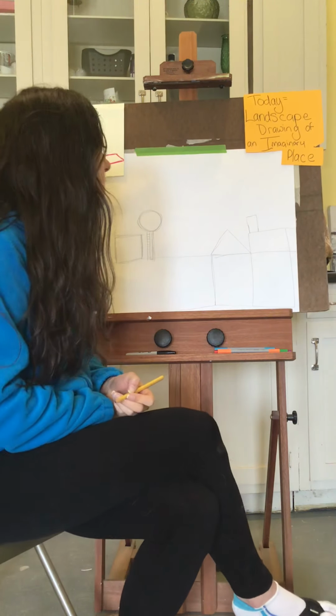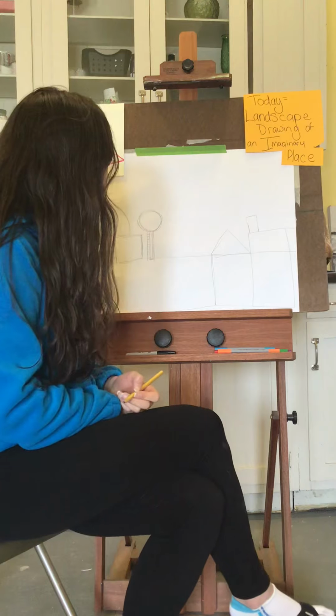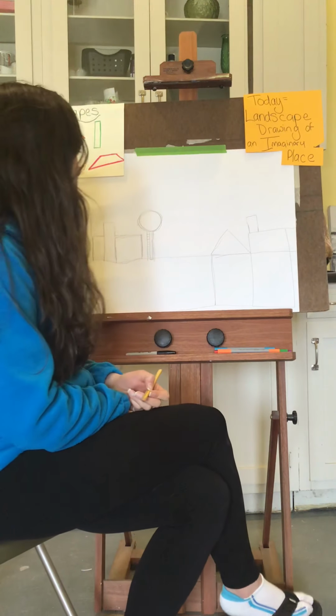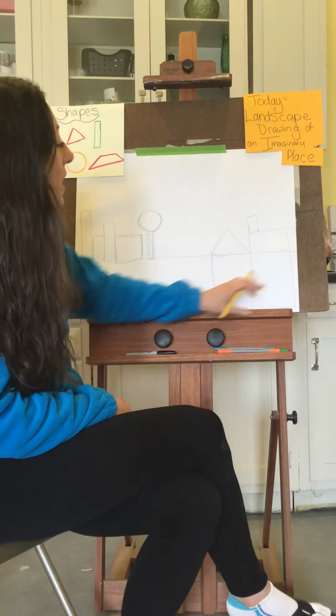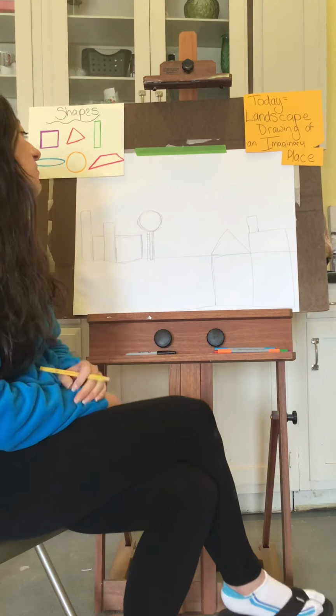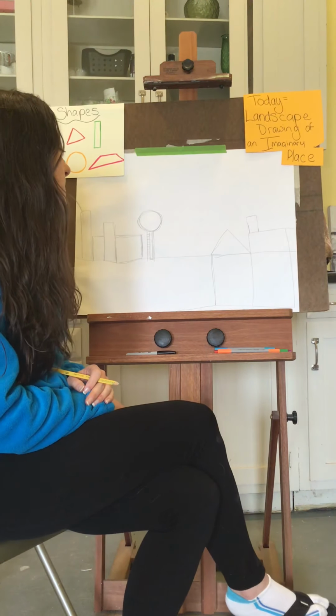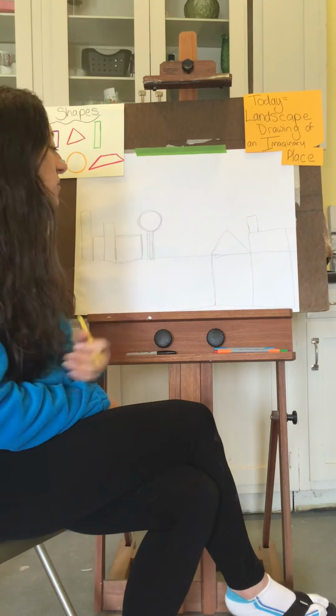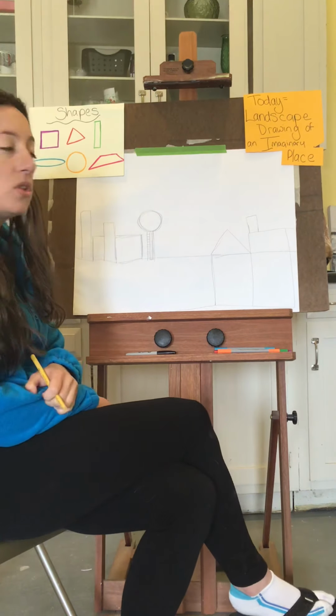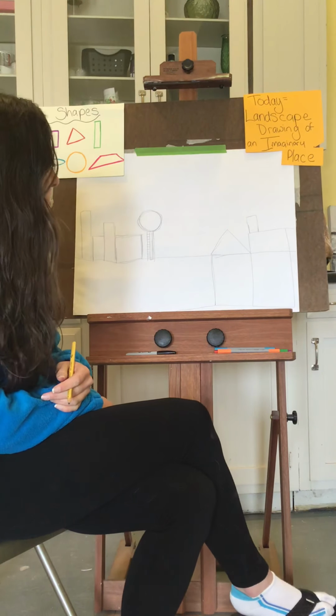Okay. Let's think about what other things I could use for my basic shapes. I now have some buildings. So I have my ones that are closer, my ones that are farther. I have all this space in the middle. So that's kind of like a hill or an area I could fill with other things.